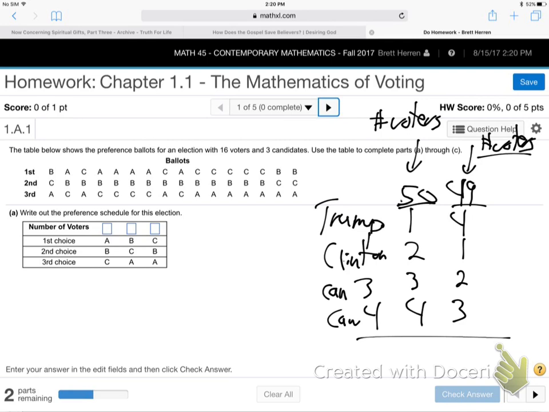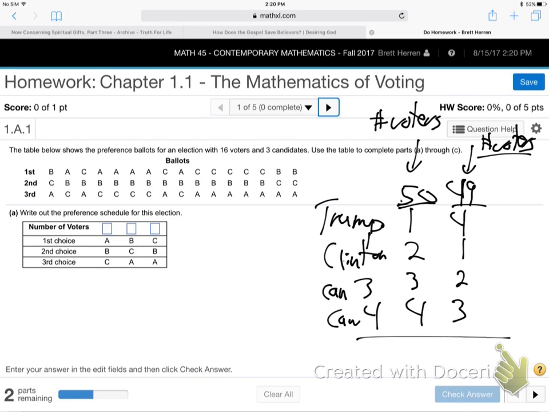50 people listed their preferences this way. 50 people like Trump best, Clinton second best, candidate 3 third best, and candidate 4 fourth best. Another group of 49 people liked Clinton best, and Trump was their worst choice, their last choice, their fourth. They're like saying, I like anybody but Trump, right? That's what these 49 people are saying. Clinton's my favorite. I want anybody but Trump. So who would win the election by our current system?